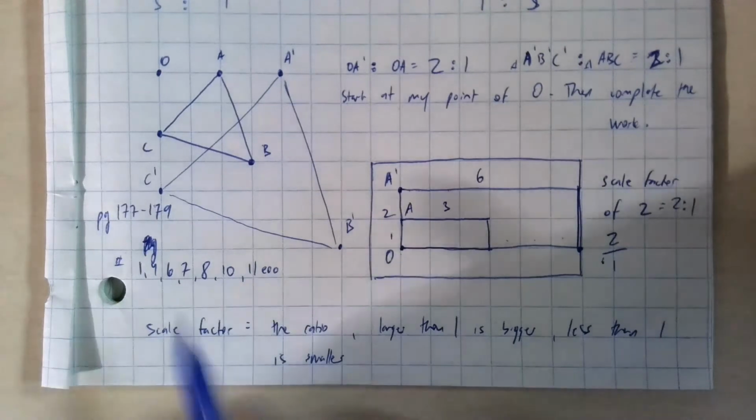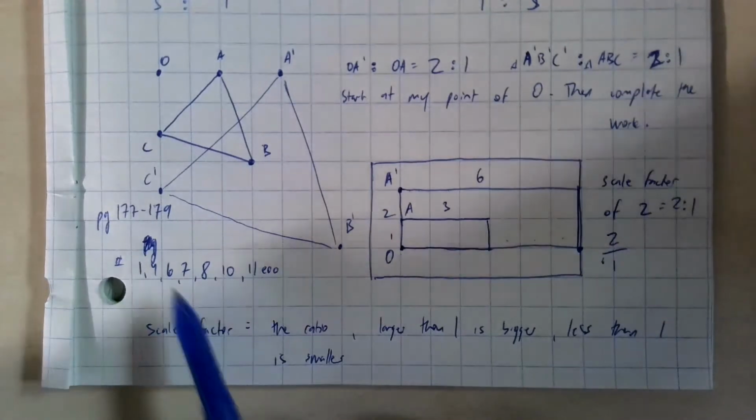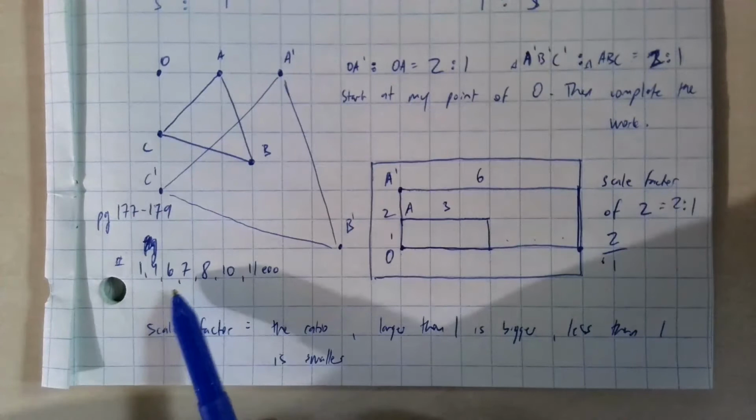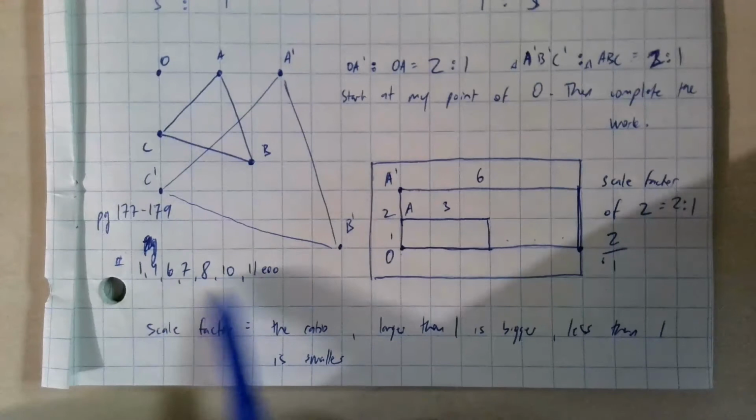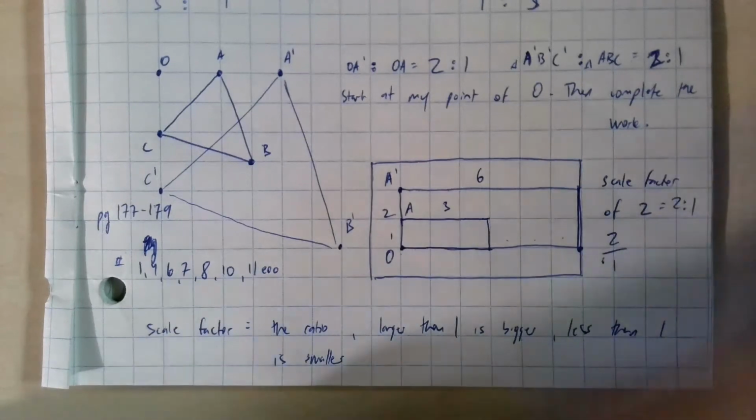Right? So this is on page 177 through 179. I think the best questions to do are 1, 4, 6, 7, 8, 10, 11, every other one. You could do different ones than that, but these are the ones that I thought would be the most valuable for you to complete. I hope this is helpful.